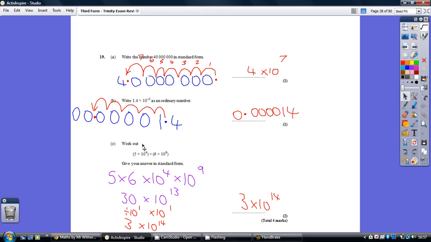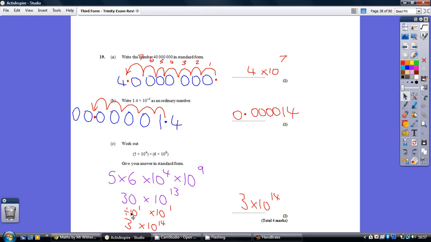Now for part C, let's have a think about this one. Rewrite these four numbers in order, so you've got the normal numbers first and then the powers of 10 second. Because obviously you can times in any order and still get the same answer. 5 6s are 30. 10 to the 4 times 10 to the 9, when we multiply we add the powers, it's 10 to the 13. So that's the correct answer, it's just not in standard form.